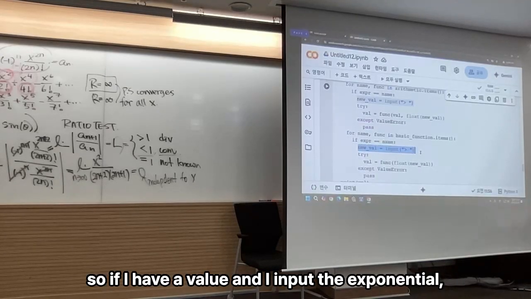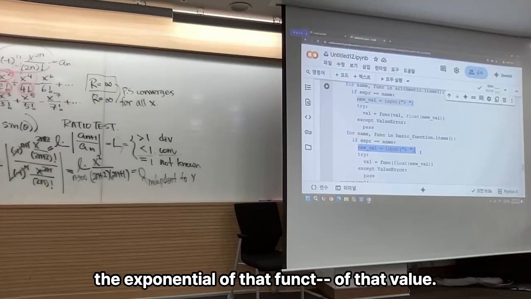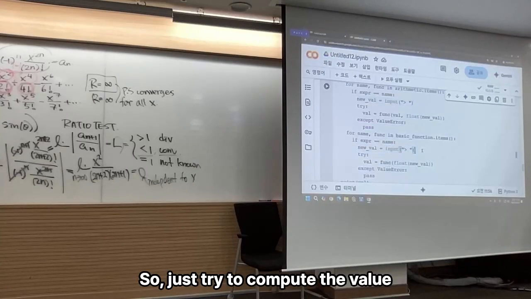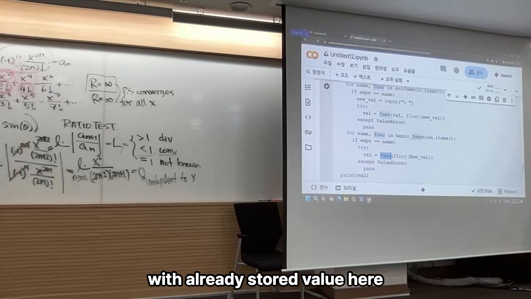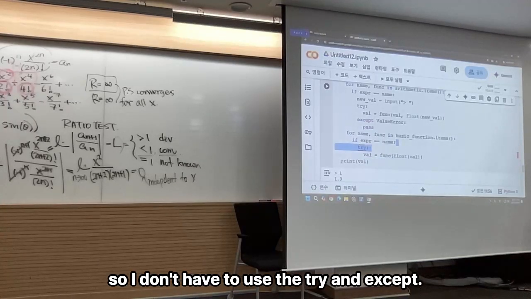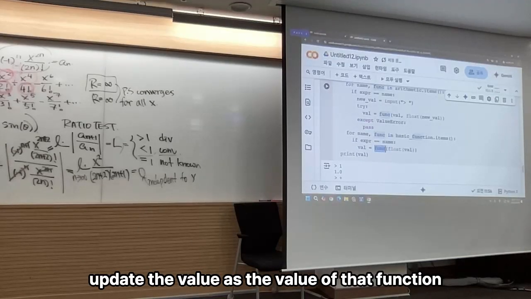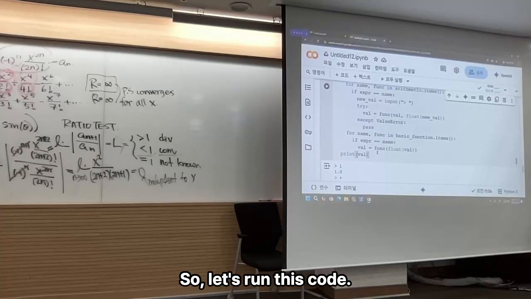So if I have a value and I input the exponential, that means I want to compute the exponential of that value. So just try to compute the value of that function with the already stored value here. And there's no way I can get the value error, so I don't have to use the try and except. So just take the value, update the value as the value of that function, and then print the value. So let's run this code.